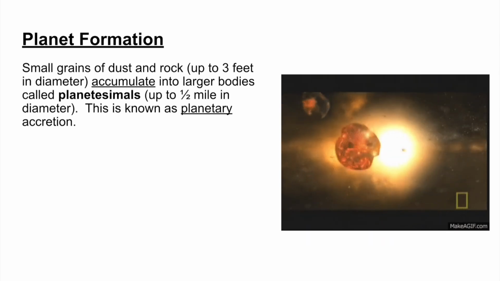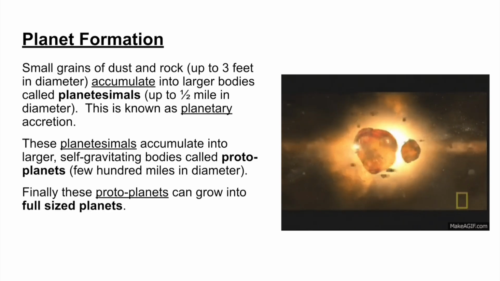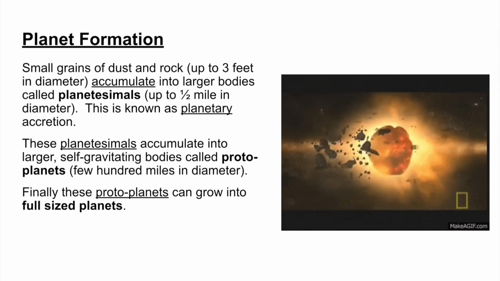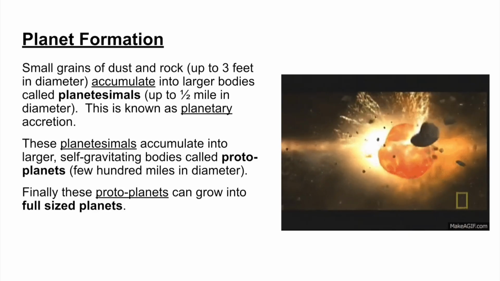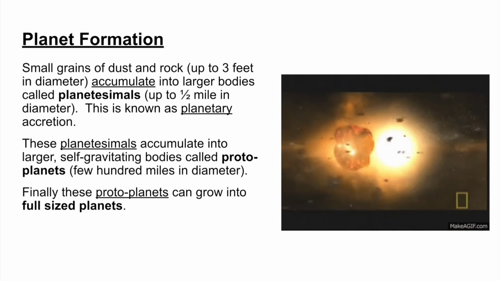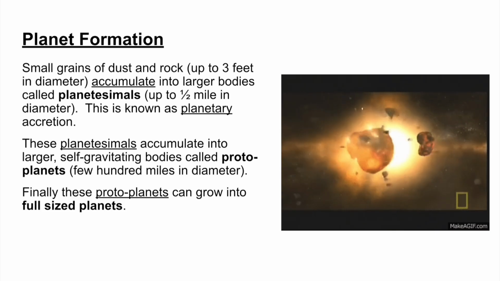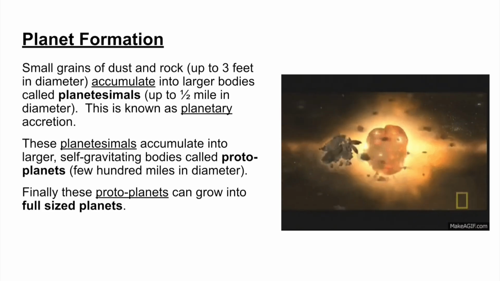Okay, now let's get into our planet formation. There's a couple steps here to planet formation. First step is we get really, really small grains of rock and dust up to 3 feet in diameter, so only a yard, not very big. They start to accumulate into larger bodies called planetesimals. So they start to build up into these larger bodies, up to a half a mile in diameter. This is called planetary accretion.